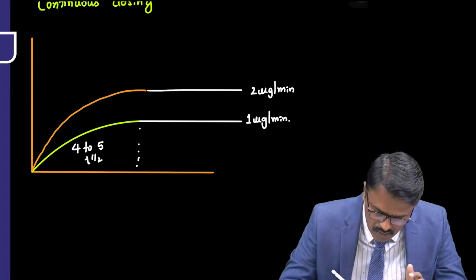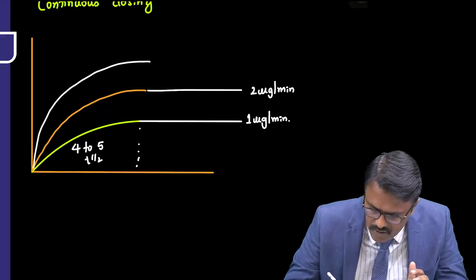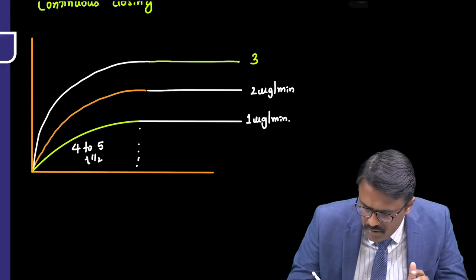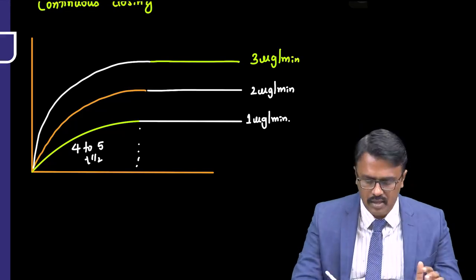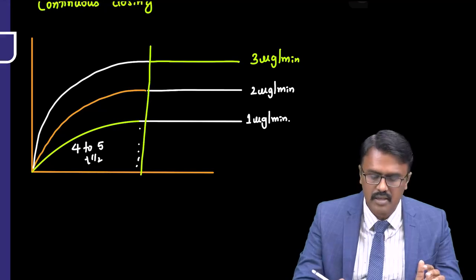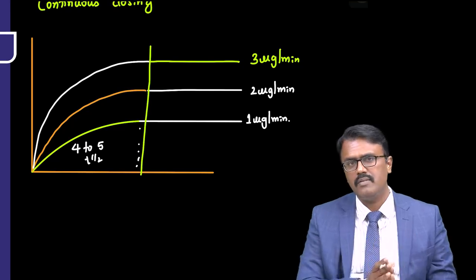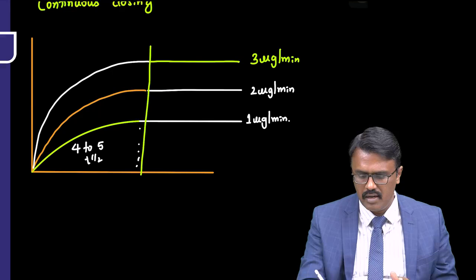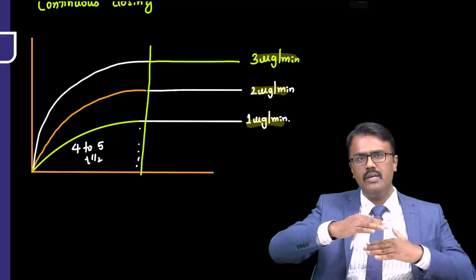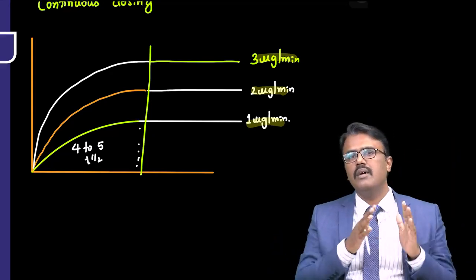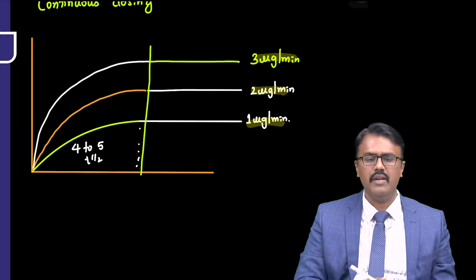Suppose if I infuse still faster, again it takes the same time to achieve that. You may increase the infusion rate to 3 microgram per minute, but it takes the same time. So the time required to reach steady state is the same whether you give it faster or slower; the only thing is the rate of infusion changes and the steady state level increases. For example, I told you 100, 200, that may become 300, 400, but to achieve that it takes exactly the same 4 to 5 half-lives. Very, very important.